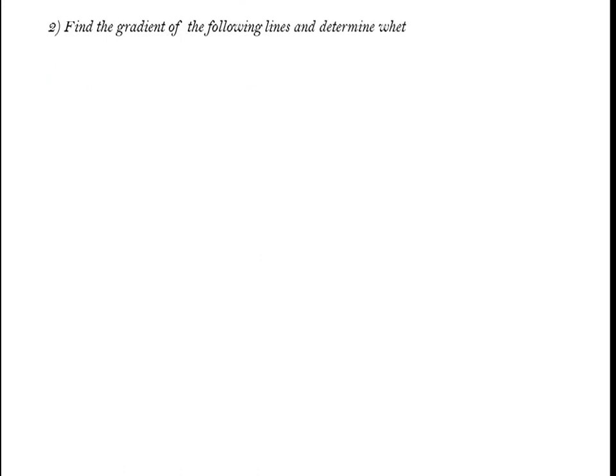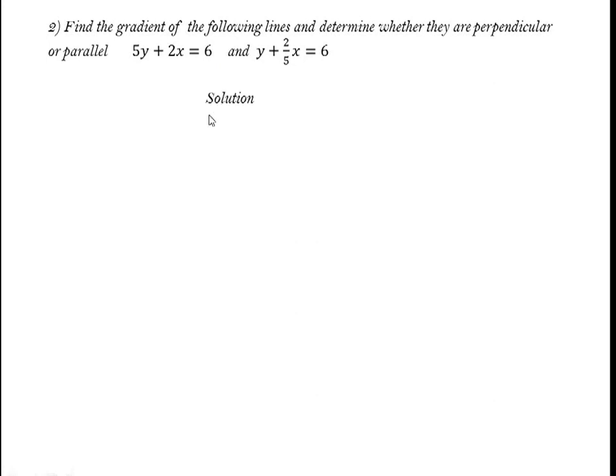Find the gradient of the following lines and determine whether they are perpendicular or parallel. The first line is 5y plus 2x equals 6, and the second line is y plus 2 over 5x equals 6. Let's look at the solution. So what's the first thing we have to do here? The first thing is to make y the subject to obtain the gradient. Alright, line 1.